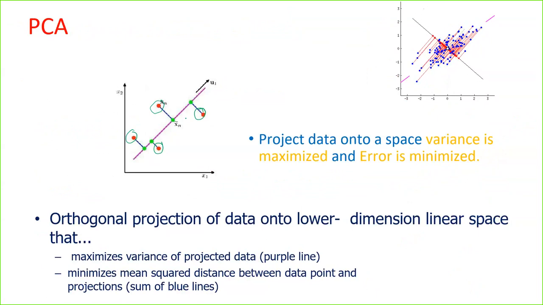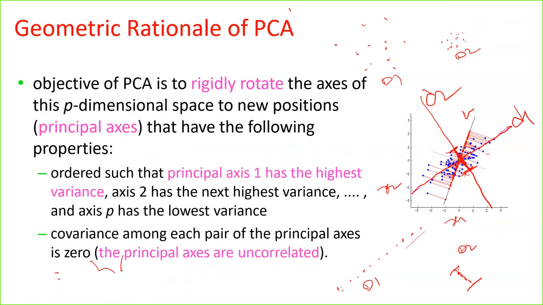You project the data onto a lower dimensional space where the variance is maximized and the error is minimized. Look at the top right figure that is rotating. If I project the data onto direction 1, the points will be spread like this, from here to here. Whereas if I project the points onto direction D2, the points are spread within this gap only. So in which direction is the variance more, direction 1 or direction 2? Direction 1. Direction 1 variance is more.